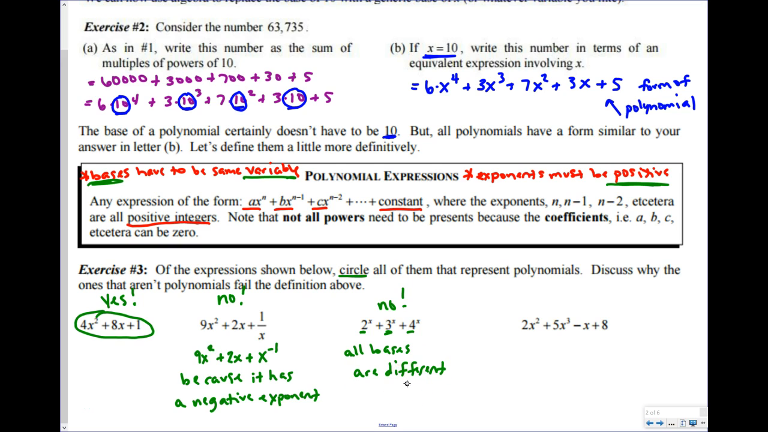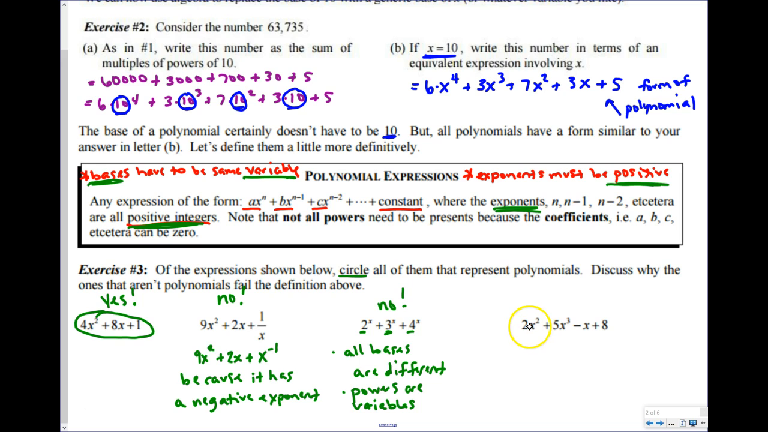Okay? Additionally, your powers are variables, and that can't happen. Your powers cannot be a variable for something to be a polynomial, because that's what this says here. The exponents are all positive integers. Are these x's positive integers? You don't know. They're variables, so that can't be a polynomial either.